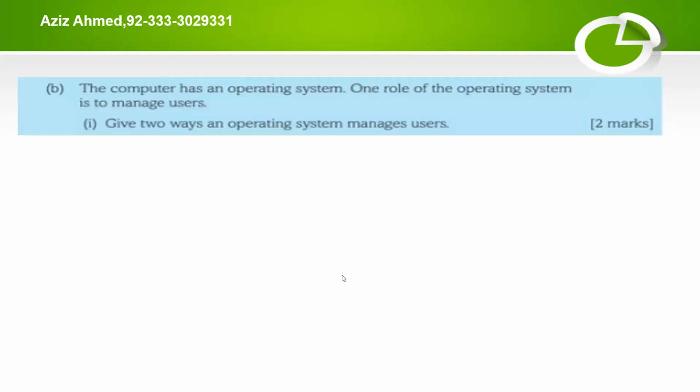Now see this one. The computer has an operating system. One role of an operating system is to manage users. Give two ways an operating system manages users. Write on the Zoom chat.